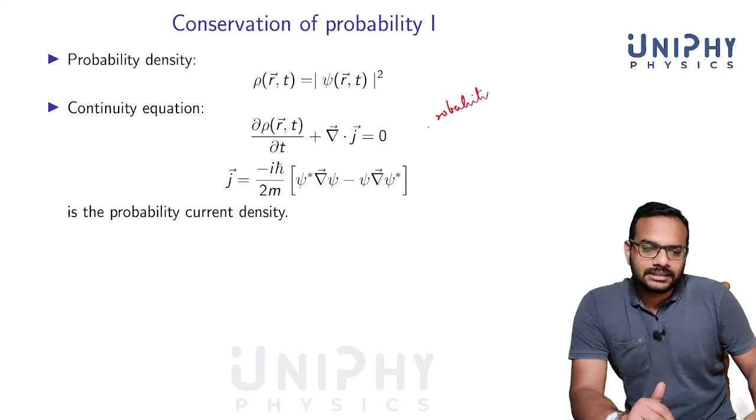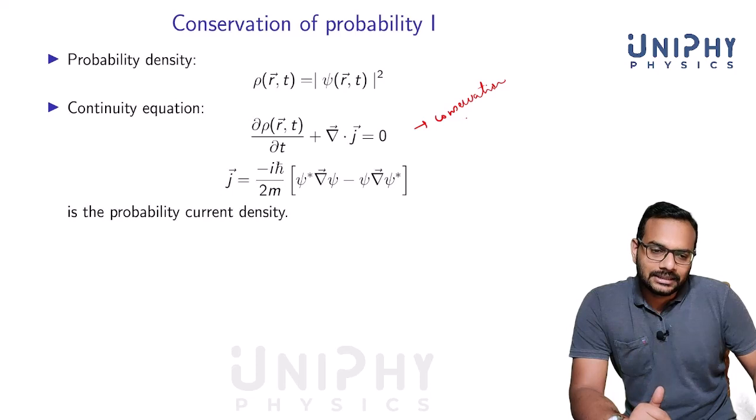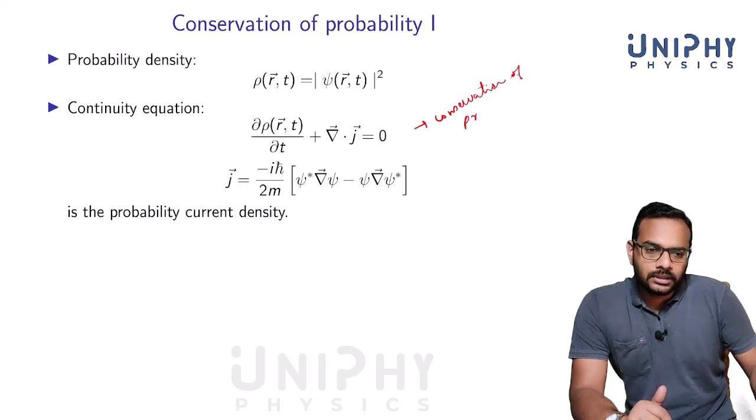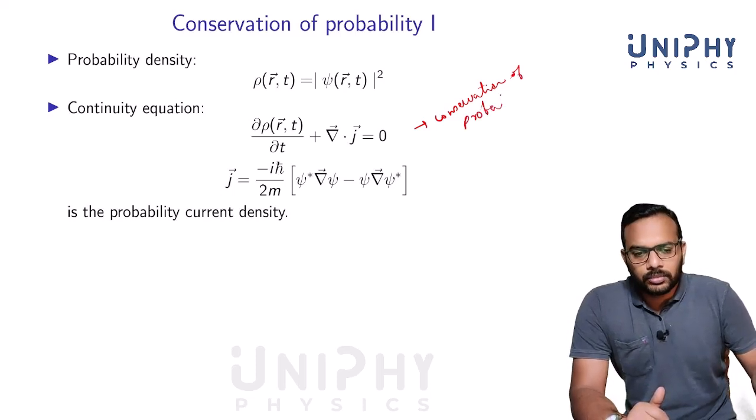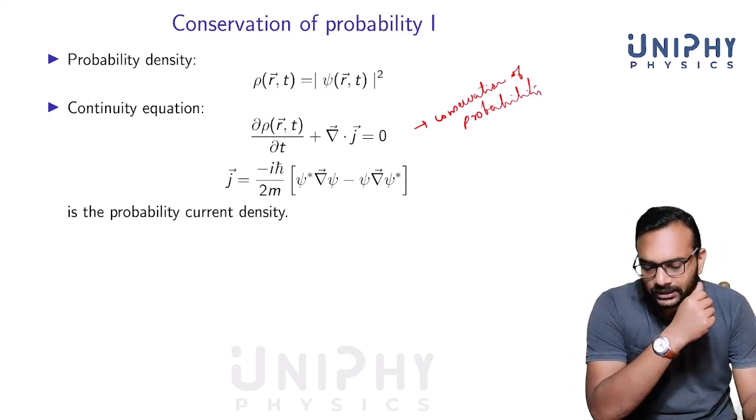Conservation of probability. This equation you can also call a conservation of probability, or more correctly, conservation of probability density. Okay, yeah, it's conservation of probability.